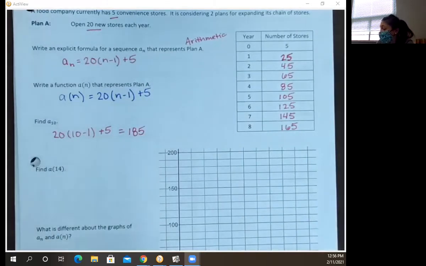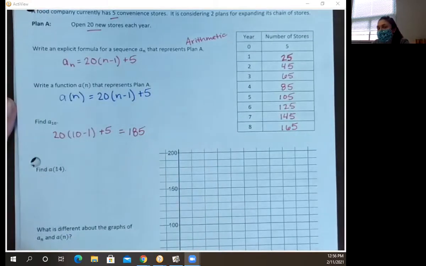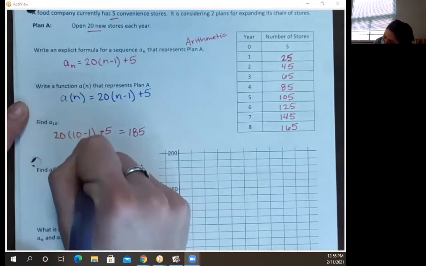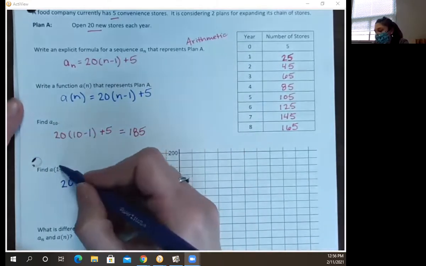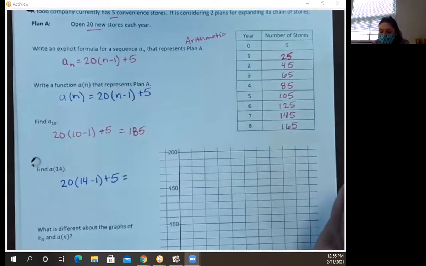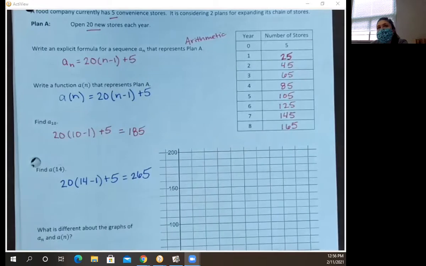If I were to treat it like a function instead, and say what's the output value for this input, that would look the same way. And we did this last semester. We evaluated functions at a given input to find their output. Again, I would put that in my calculator, and it would give me a certain number of stores. There's a difference between a sequence and a function.